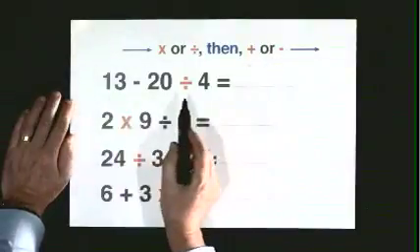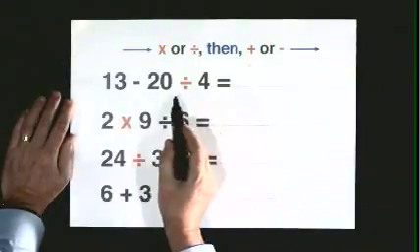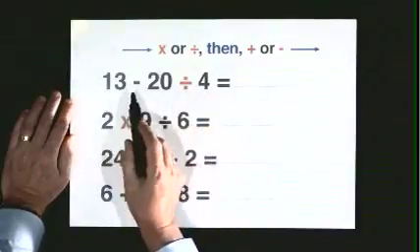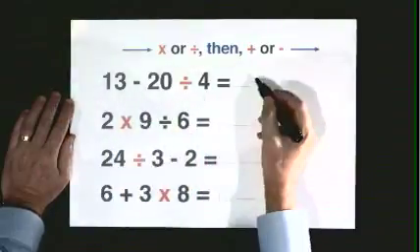We must do the divide first. 20 divided by 4 is 5. 13 subtract 5 is 8.